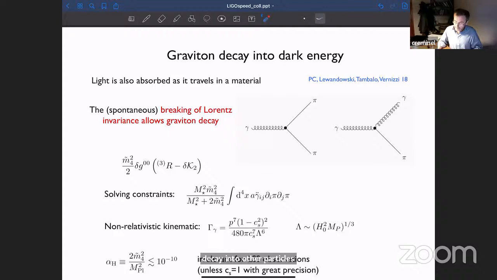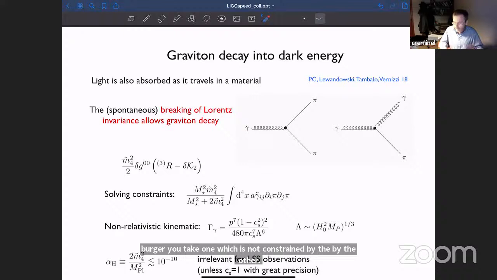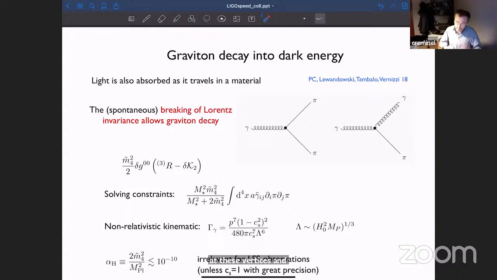The idea is that you take one of these operators that I was mentioning. In particular, you take one which is not constrained by the other observations, and you try to look at these vertices. In particular, this vertex is more important, is more constraining, and you find a coupling, and you can calculate the decay width of the graviton in this system, and you get some expression.